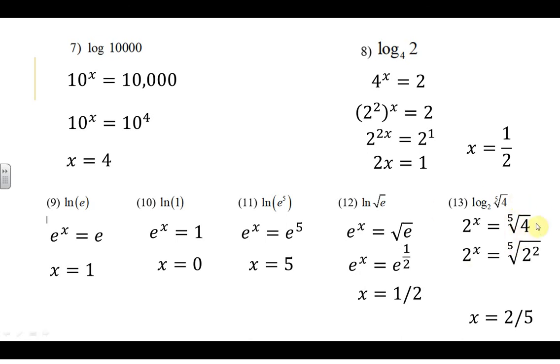You could just write it 4 to the 1/5 and go that way. But if you realize that 4 can be a 2, you can just do 2 squared. And then you have 2 to the 2/5 because of power over root. So x equals 2/5.